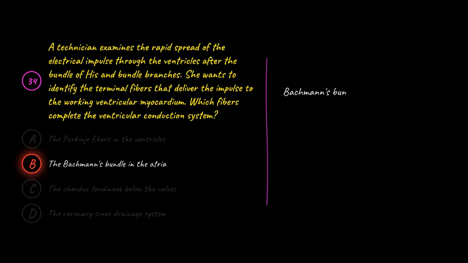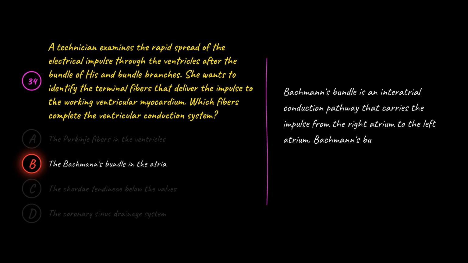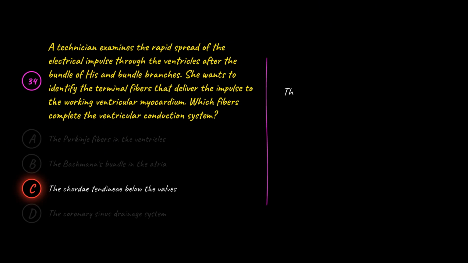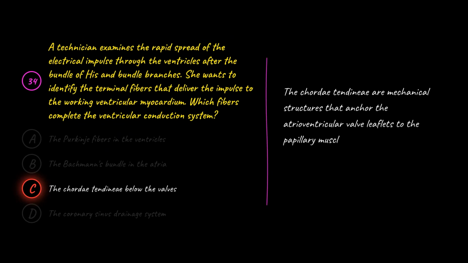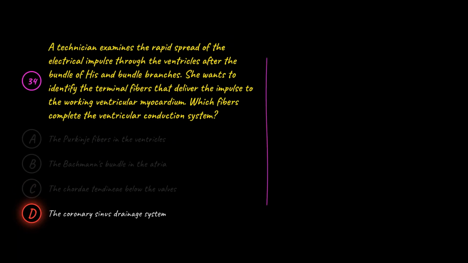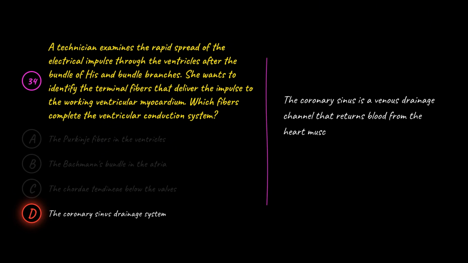B is wrong because Bachmann's bundle is an interatrial conduction pathway that carries the impulse from the right atrium to the left atrium. Bachmann's bundle is an atrial structure rather than a terminal ventricular conductor. C is wrong because the chordae tendineae are mechanical structures that anchor the atrioventricular valve leaflets to the papillary muscles. They have no role in electrical conduction within the heart at all. D is wrong because the coronary sinus is a venous drainage channel that returns blood from the heart muscle to the right atrium. It is a vascular structure rather than part of the electrical conduction system.